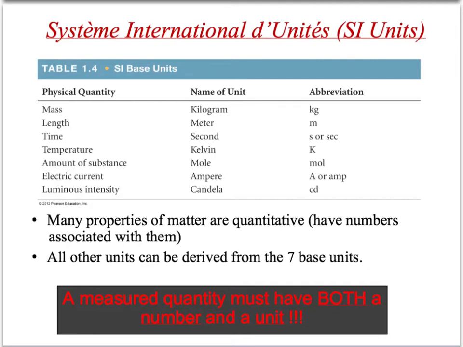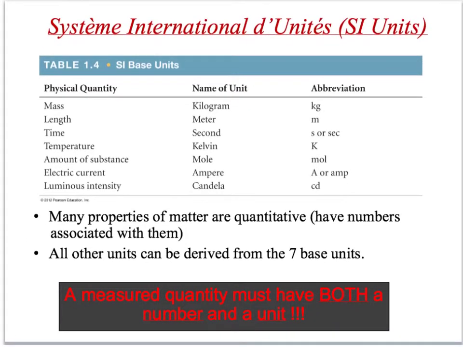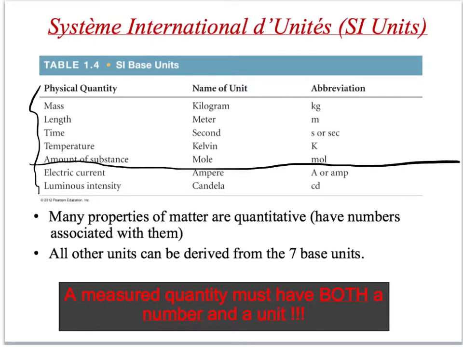So really the most important are these top 5, okay? Everything above this line is extremely important. You need to know that the SI base unit for mass is a kilogram, length is a meter, time is a second, temperature is Kelvin, the amount of substance is a mole. Okay, and you should know those abbreviations.